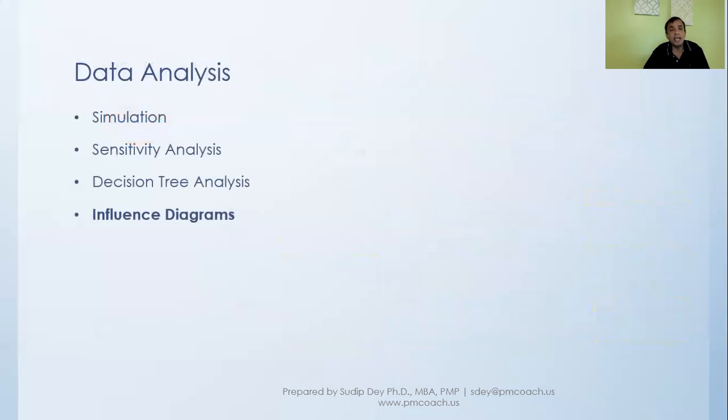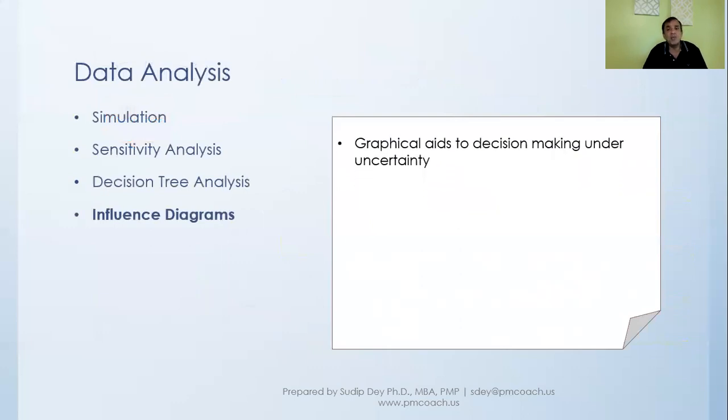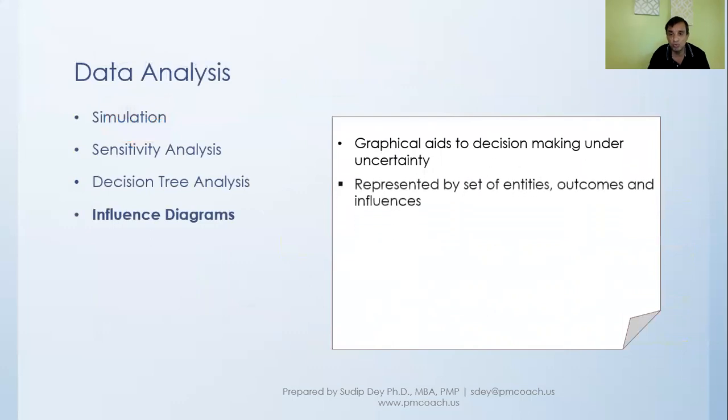And then there is another analysis, which is the influence diagram. Influence diagram really is a graphical way to understand the uncertainty and to decide which way we should move forward. It's represented by a set of entities, outcomes, and influences. A lot of times, this influence diagram will probably be the first analysis that we do, and then you will move into more detailed numerical analysis, in terms of the simulation, sensitivity analysis, and so on.